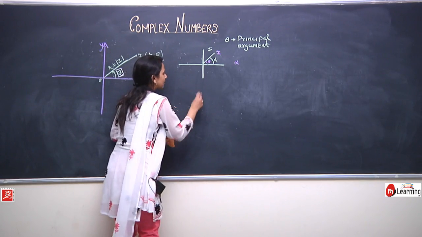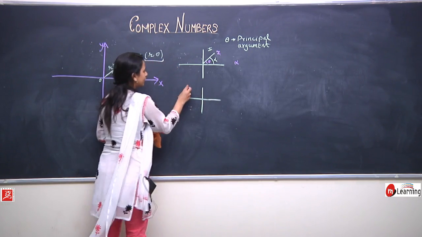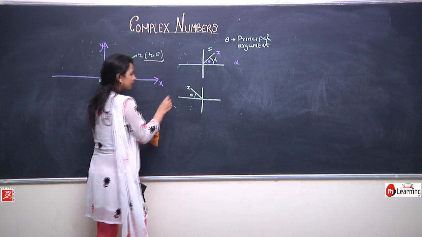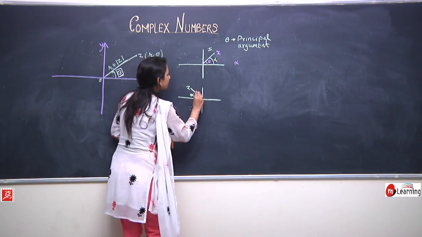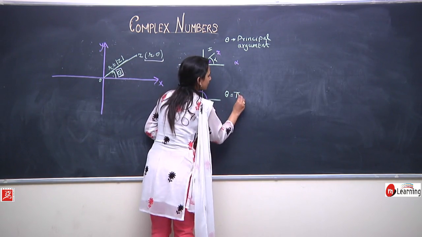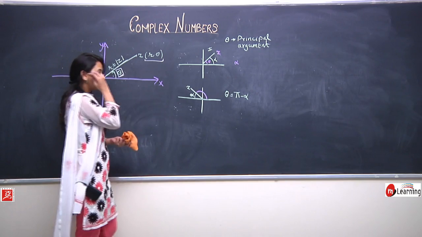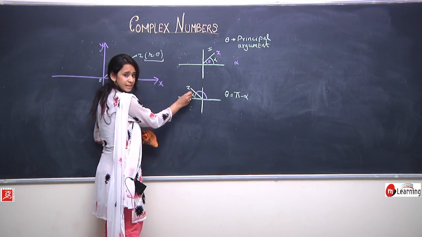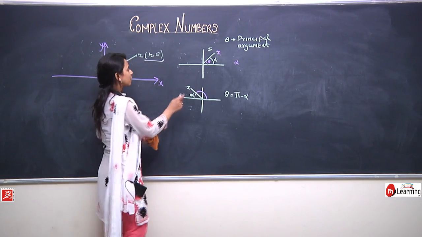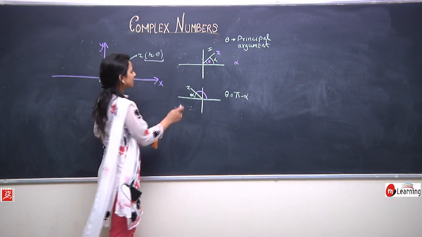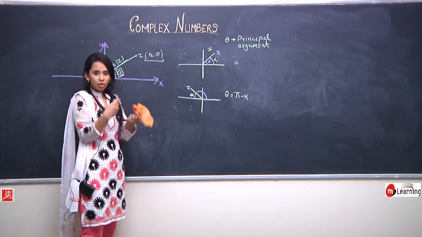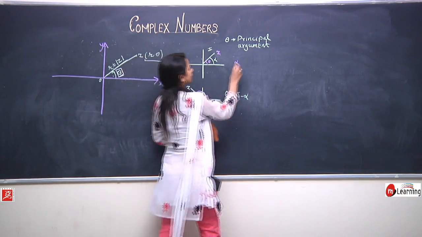Now if my complex number lies in the second quadrant and makes an angle alpha with the x axis, in this case the principal argument theta would be of the form pi minus alpha. Once again, alpha is the angle which my complex number z makes with the x axis, or more specifically, the acute angle, because in this case my complex number z is making two angles with the x axis, one with the positive side of the x axis and one with the negative side. That's why I'm specifying more clearly that alpha is the acute angle.